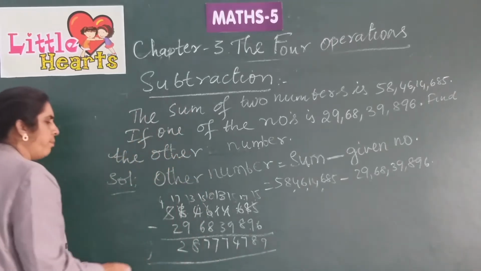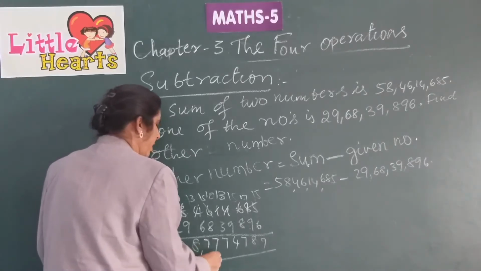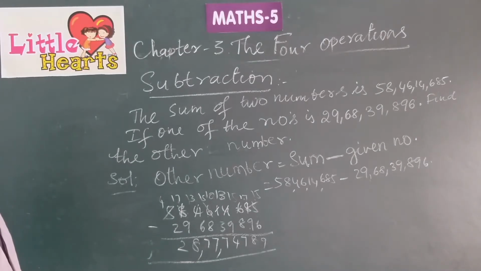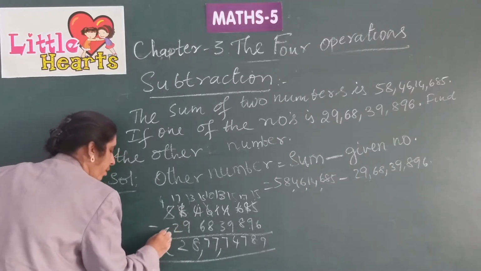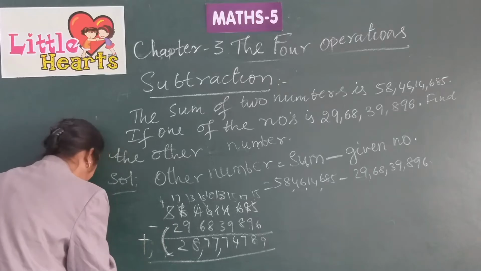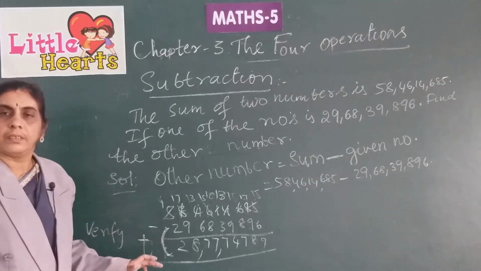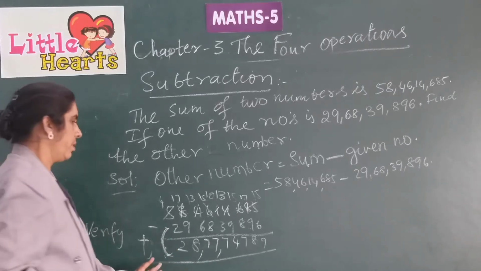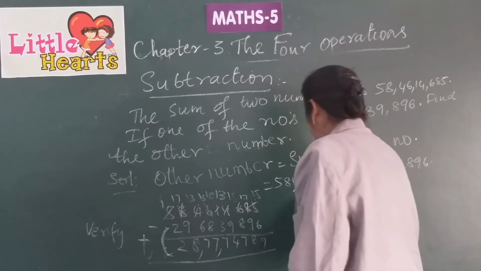So the other number is 28 crores 77 lakhs 74,789. To check our subtraction is right or wrong, we shall verify again by adding these two. Verify. Here we shall verify our subtraction now, whether we are getting the sum or not.